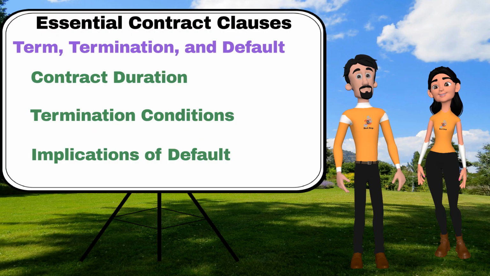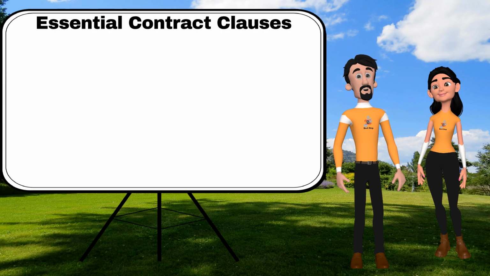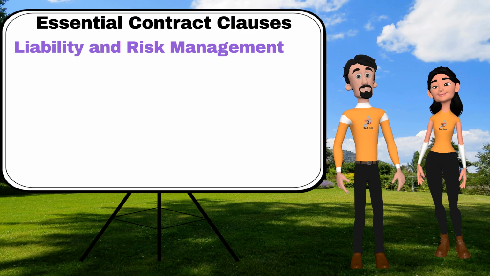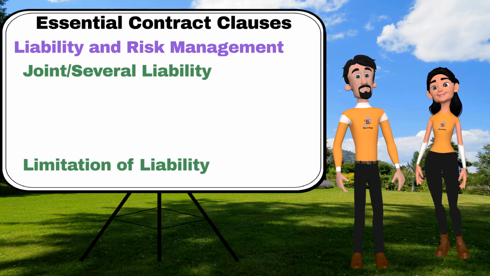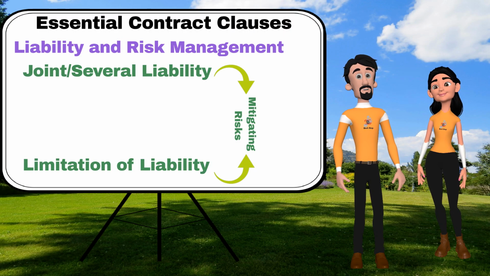What about risk management? In the Liability and Risk Management section, you'll assess joint and several liability and limitation of liability clauses. These clauses help in mitigating risks and ensuring accountability. For instance, we'll discuss how limitation of liability clauses can cap the damages recoverable, protecting your business from excessive exposure.